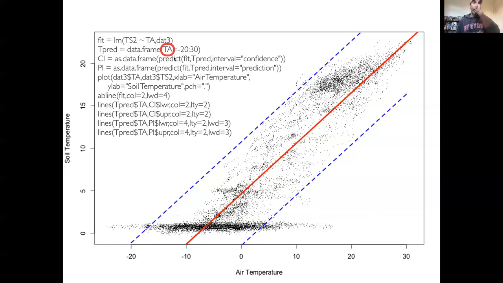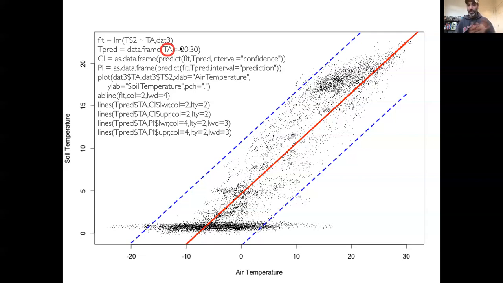A really important thing about this data frame is that the names that you're putting in this data frame have to be exactly the same as the names in your model. So in this model, we had one X variable, and it was called TA. So in this data frame, the thing I'm using to make predictions has to have the exact same name, TA. If I had two variables like TA and VPD, I'd have TA equals something, comma, VPD equals something else, giving me this data frame that I'm using to make predictions for. So any variable in my model has to be represented in this prediction data frame.